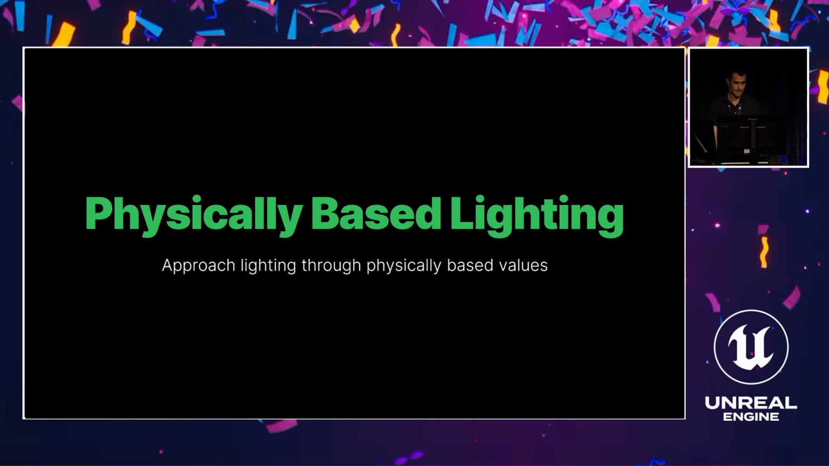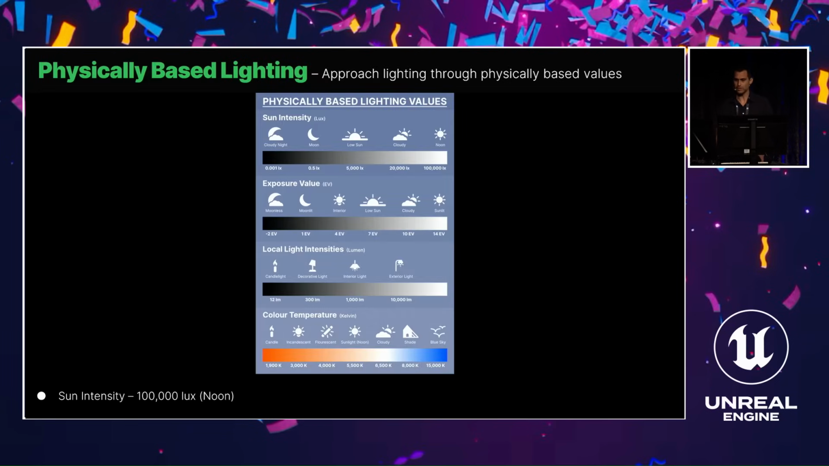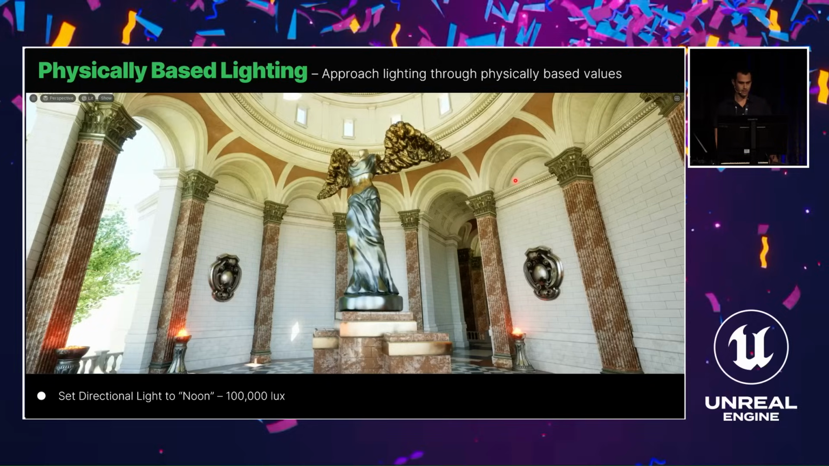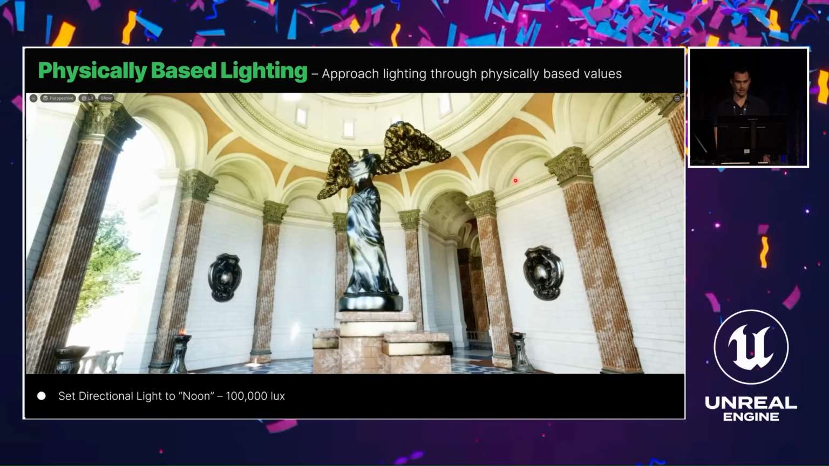So this is where physically based lighting comes in. So here is a chart. It is not my chart, but I've edited the chart. And if you Google cheat sheet physically based lighting, there is a website somewhere that has really good values, and I'll leave it at that. So if you have a look here, we're going to do something like noon. So if you go, okay, noon, 100,000 lux. Okay, great. So if we go here, we set our light to 100,000 lux.